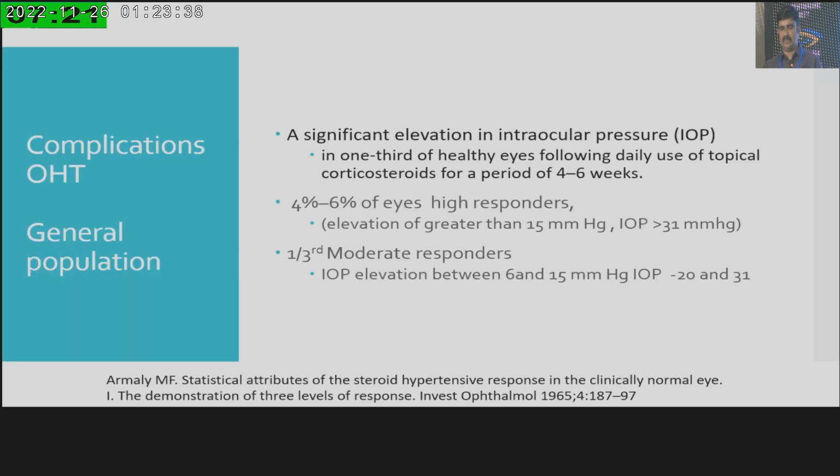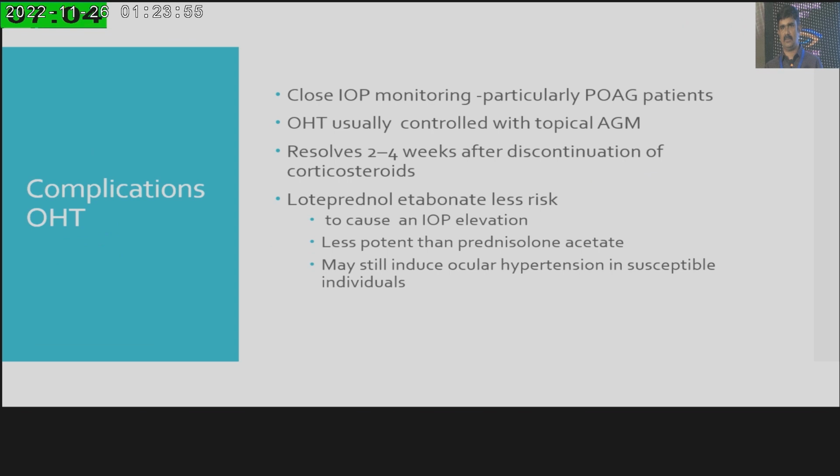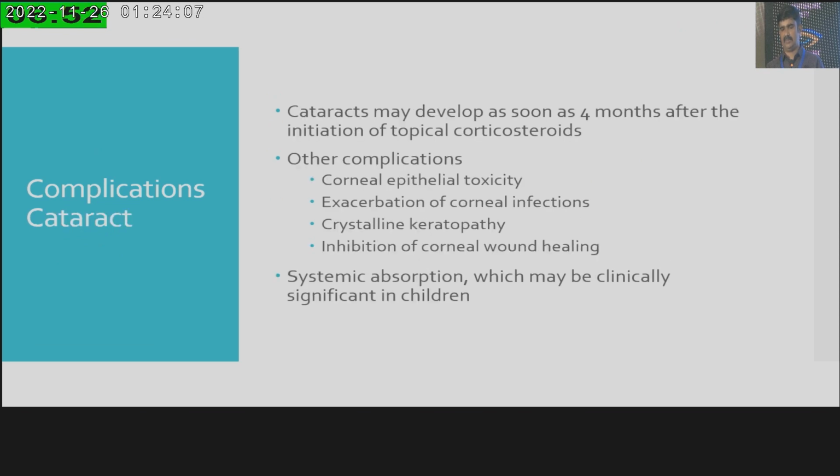And even though topical steroids are the most used, they have their own side effects, so we have to be very watchful, for ocular hypertension. In rise in intraocular pressure, 4 to 6% of the general population are high responders. They can go up to beyond 30 millimeters of mercury. So you have to be very watchful, and especially patients with primary open angle glaucoma, you have to monitor them very closely. But the advantage is once you stop the medicine, it resolves and the IOP gets under control within 2 to 4 weeks. You can use a milder steroid also to get away with this problem.